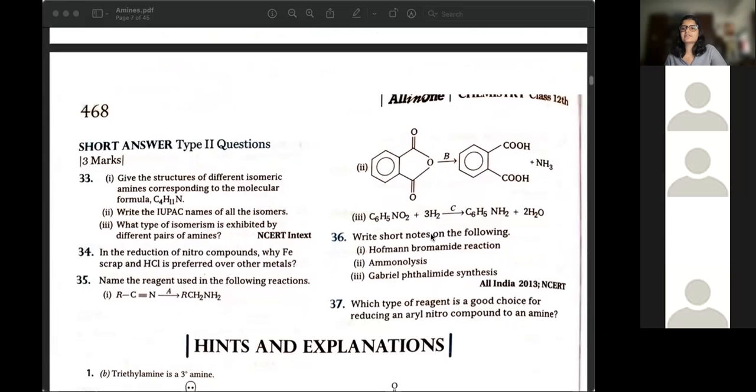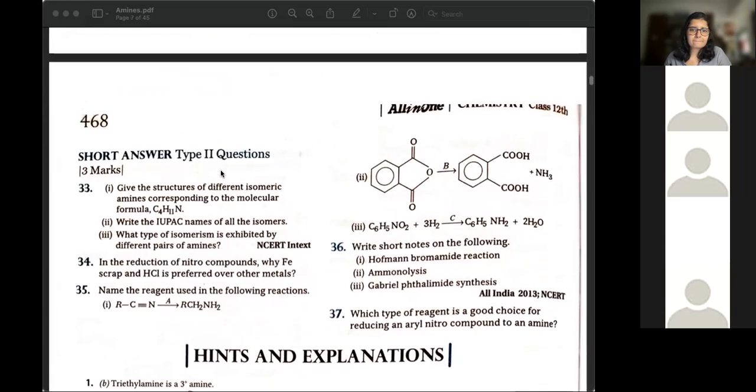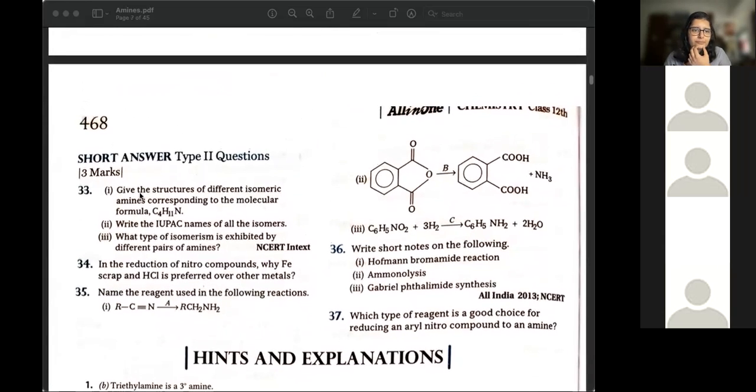Shantanu, yes, 27 answers. Okay. Give the structure of different isomeric amines. This is okay, you guys can do it. It's more grunt work than applying your brain. Why is Fe preferred? That's a direct question.